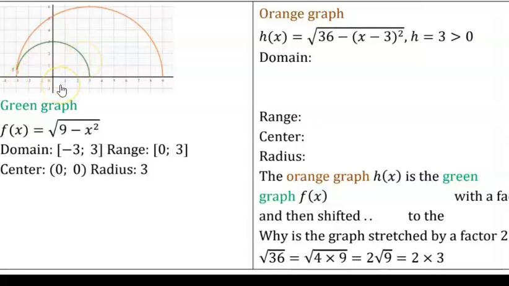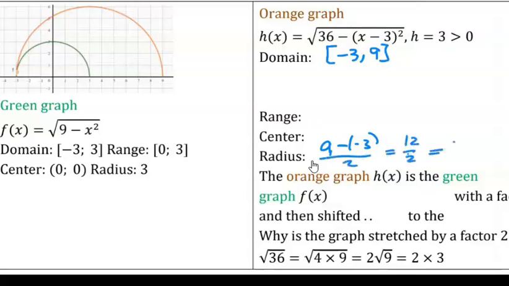If I look at the domain, I see that it's from -3 to 9. That is from the graph. And the range is everything. If I look at the top value there, I see that is 6. If I first look at the radius, I see it is 9 minus 3 divided by 2. That is 12 over 2, which is equal to 6. And that corresponds to this 36 there, which is 6 squared.